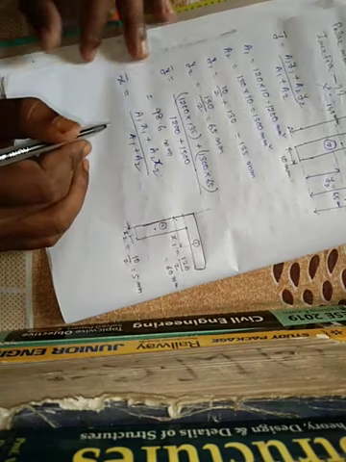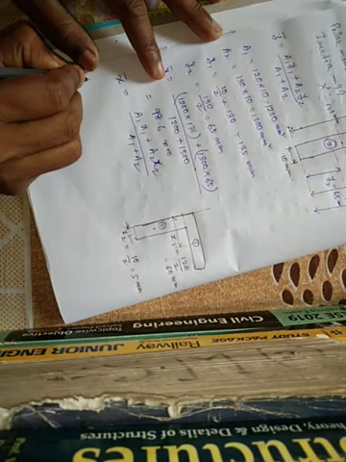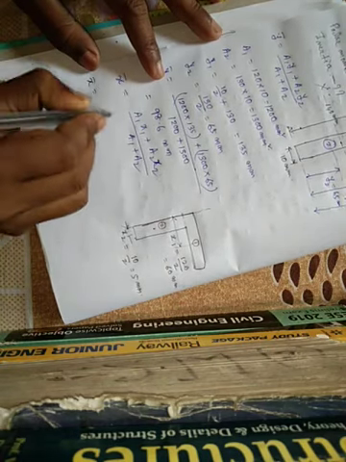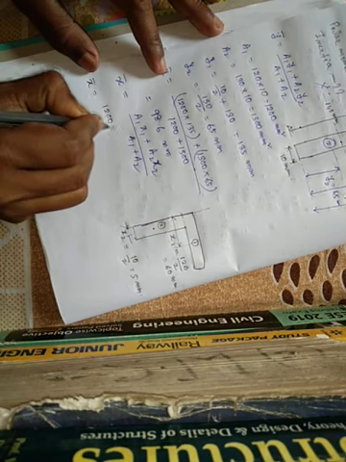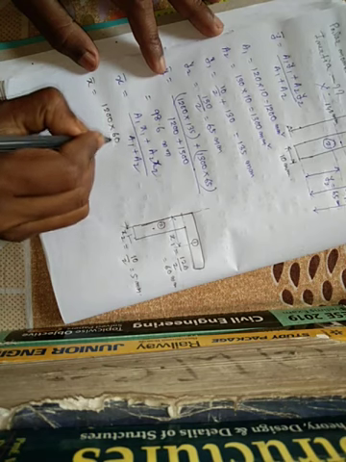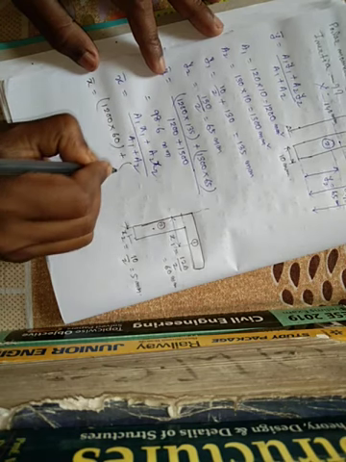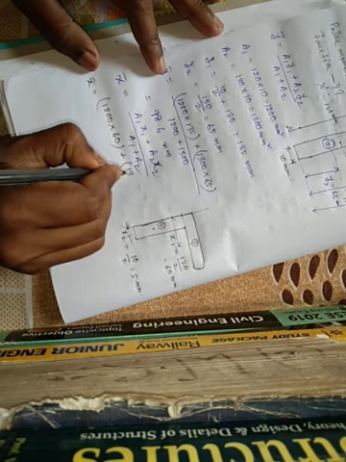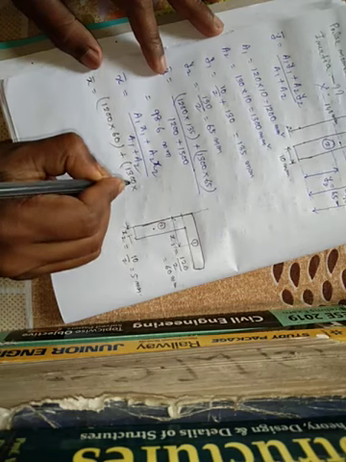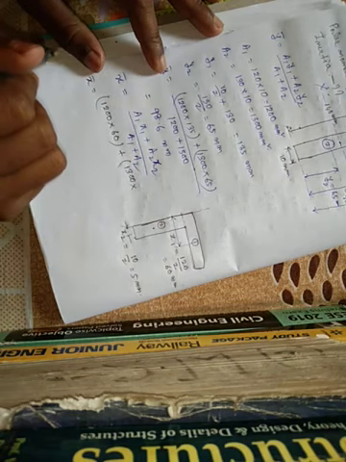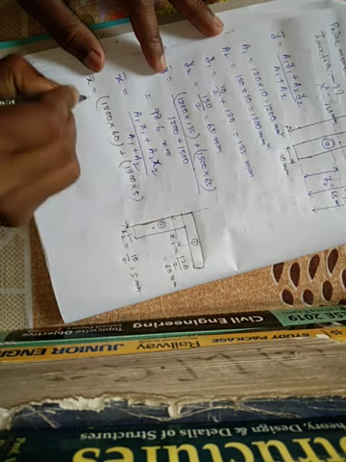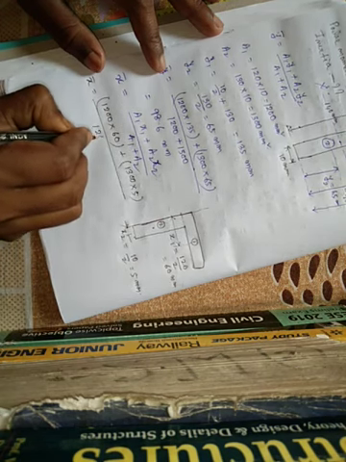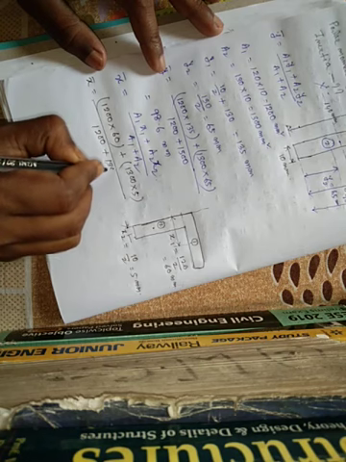Now calculate the x bar. X bar is equals to area of section 1, 1200 into x1 equals 60, plus area of section 2, 1300 into x2 equals 5, divided by 1200 plus 1300.